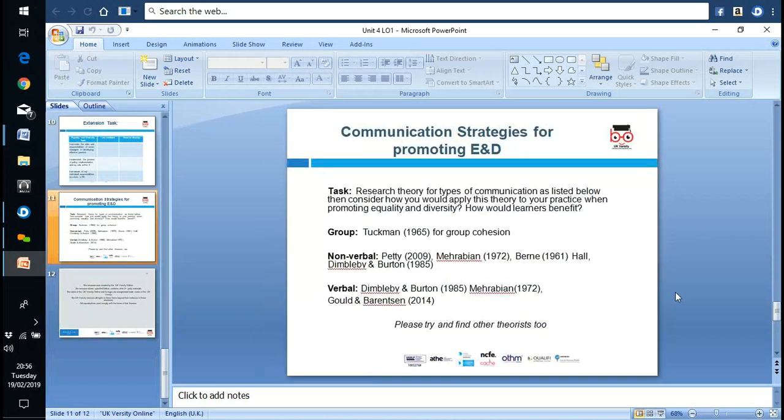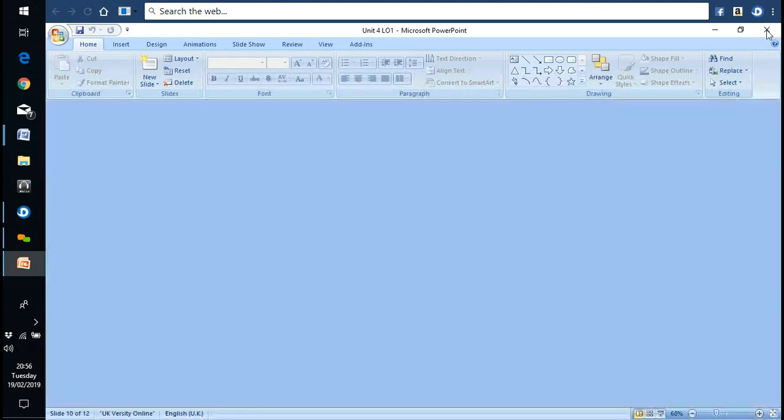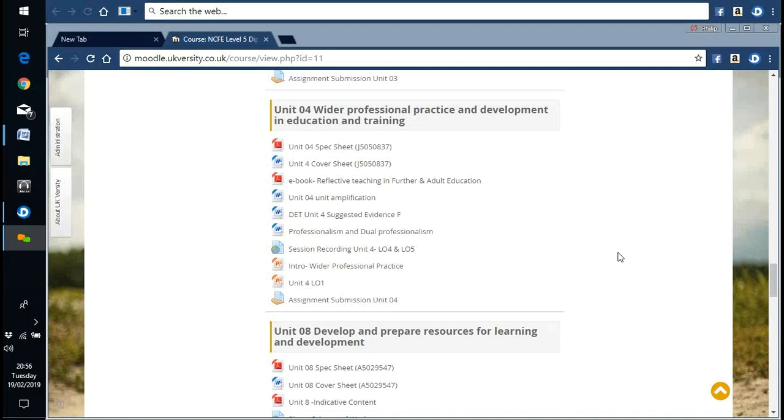Research theory types of communication as listed below. Now you'll have just done that in Unit 3, yeah? Now, looking at communications of non-verbal, verbal, etc. on there, so we don't need to go any further with that one. I can close that down.